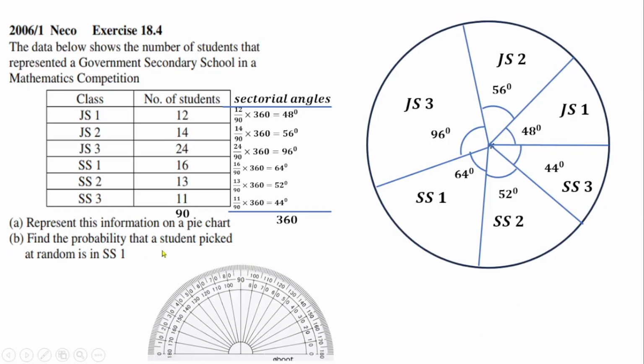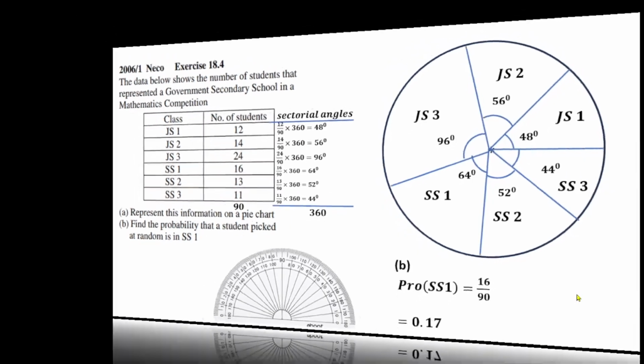So the probability of picking a student from SS1 is the total number of students in SS1, which is 16, over total outcome, which is 90. So that will give us 16 over 90, which is going to give us 0.17. So that's the solution for that NECO 2006 question number 1. And you have seen that it's very simple in preparing.